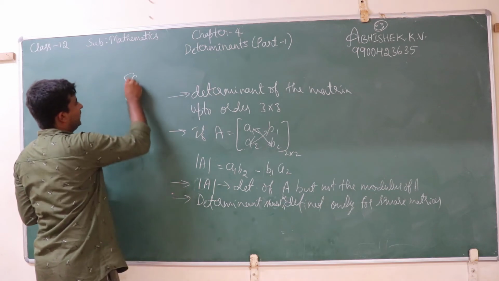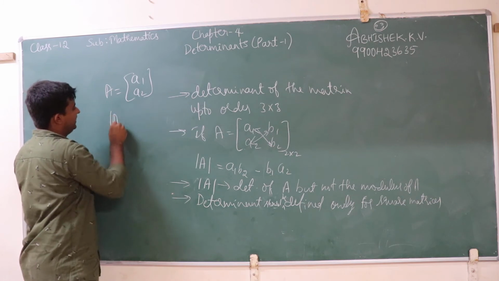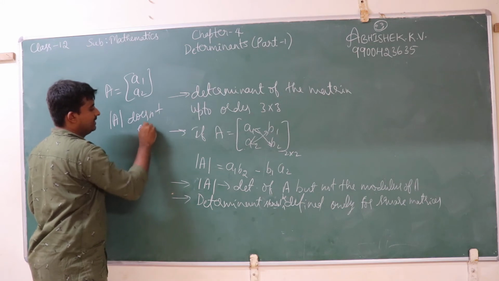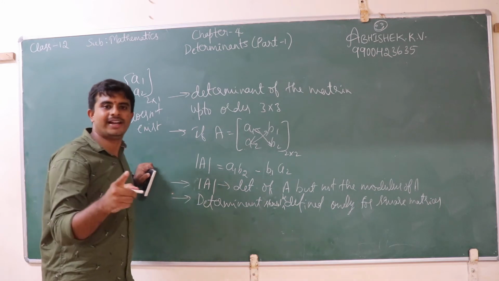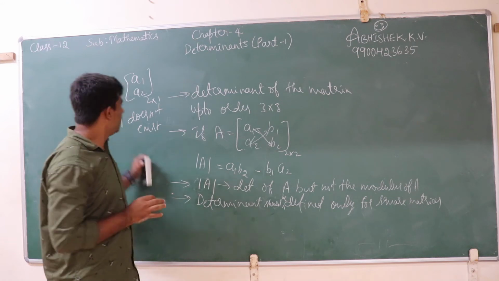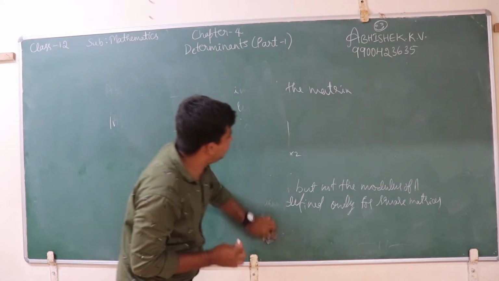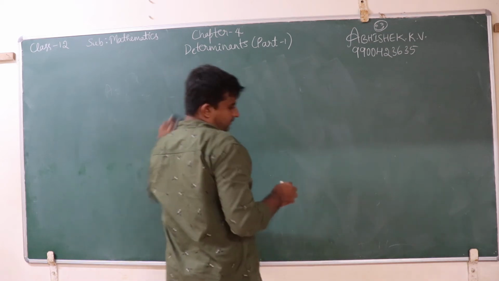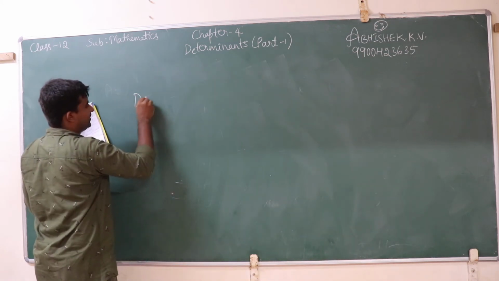See, if I consider A as this column matrix, what is the determinant of A? This does not exist. Why? This has the order 2 by 1. Determinant can be defined only for square matrices. Here, this is the note. Understood? So, I already told you, this is for 2 cross 2 matrices. Generally, how can we define determinant? So, here is the definition.